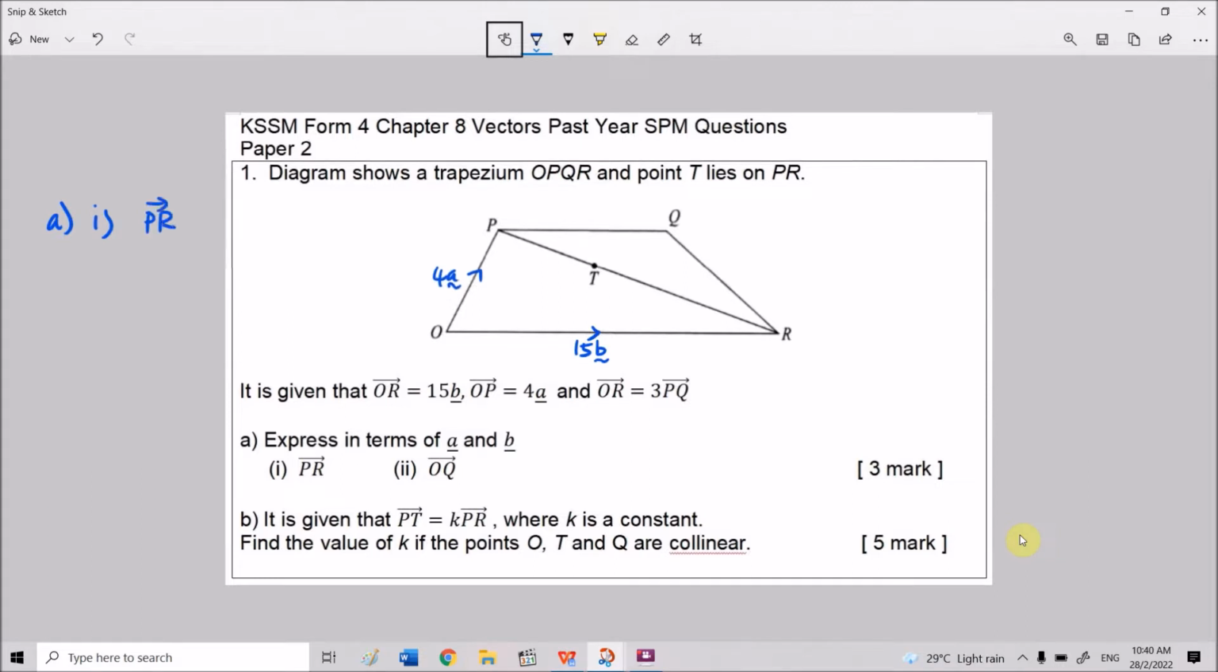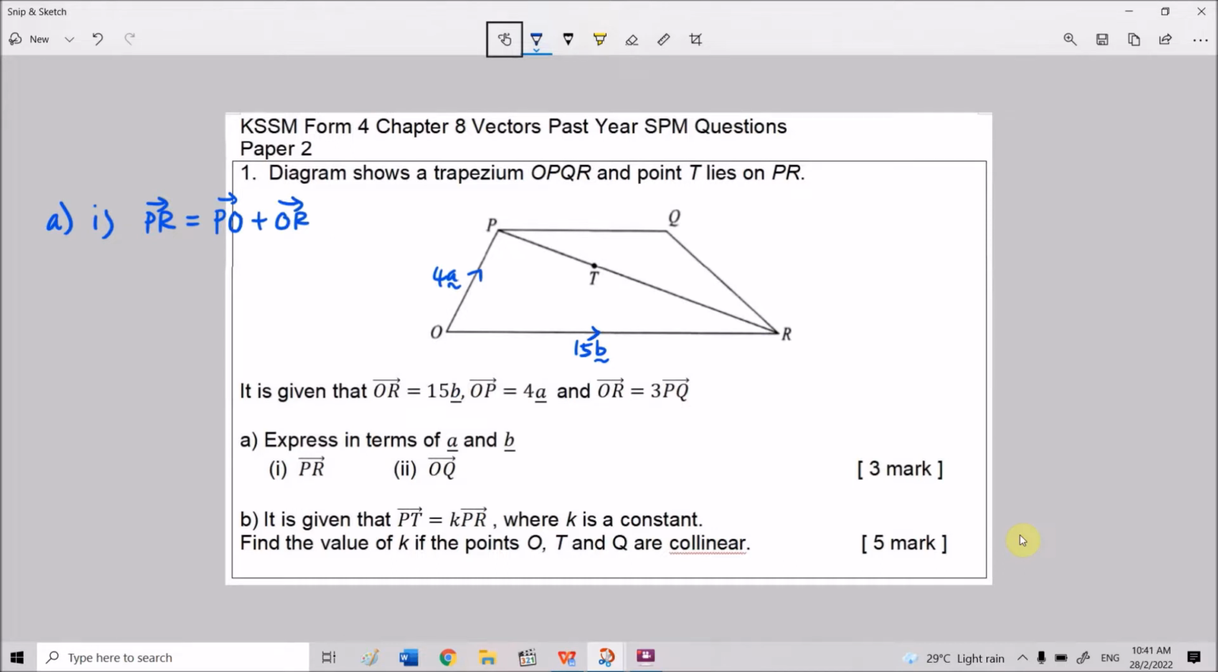Vector PR. So PR starting from P going to R. So the shortest path is from here to here, but so far we don't have any information yet. So instead of taking this path, we take from P to O and from O to R using the triangle law. Of course, we can also take PQ to QR, but again, we don't have enough information for now, so we might just as well take the easiest way. PO, vector PO plus vector OR.